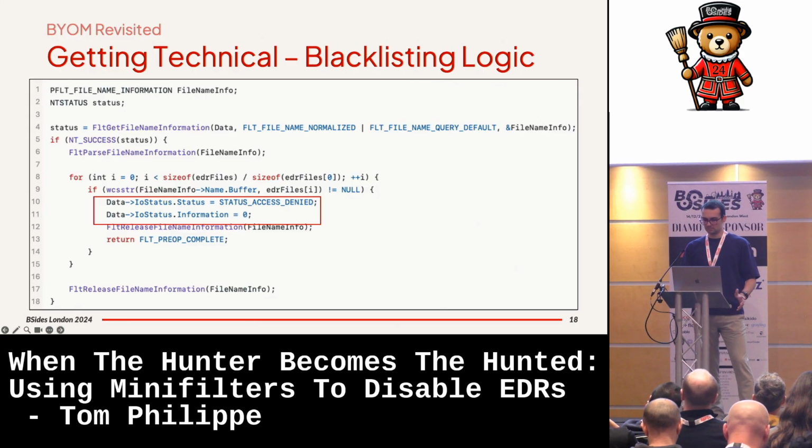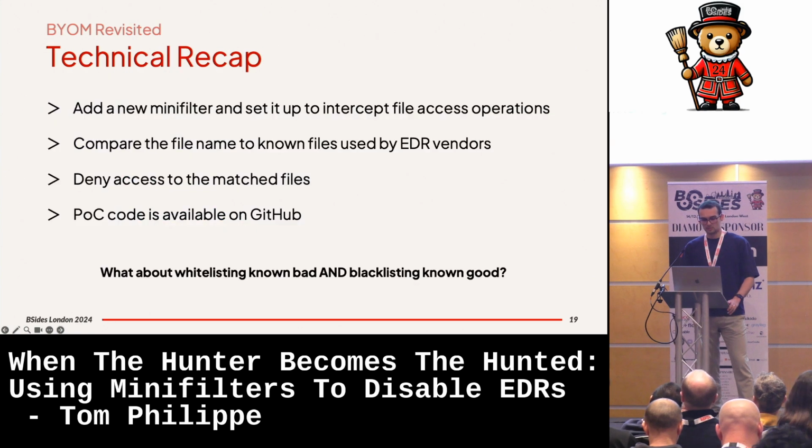And in terms of technical stuff, that's pretty much it. So just a quick recap before we move on to the demo. In short, this attack works by adding a new Minifilter and ensuring it executes on every file access operation. Then on each of those operations, we use the Minifilter logic to compare the file name to known files that we want to deny access to. And if we have a match, we deny access to the file. That's pretty much all you really need to understand the POC, which is available on GitHub. I should have actually included the link, but I can share that maybe afterwards and add it to the presentation.